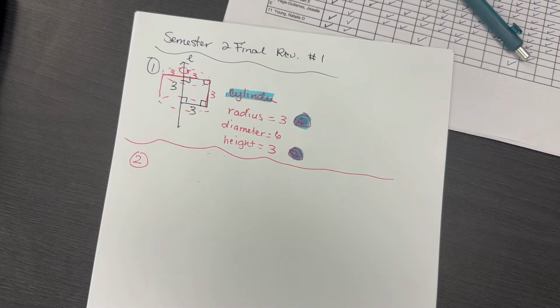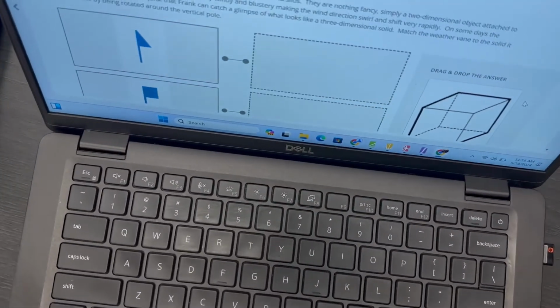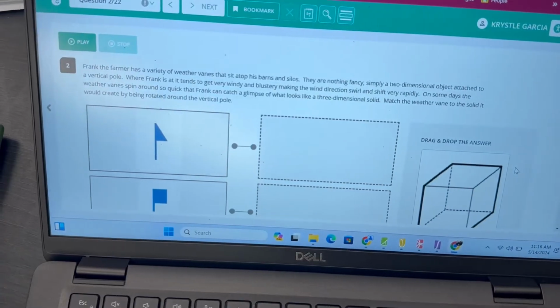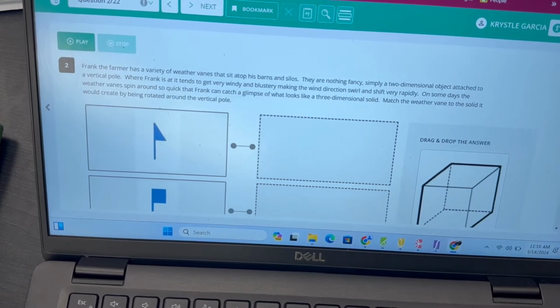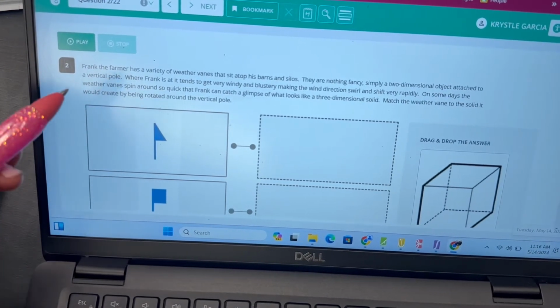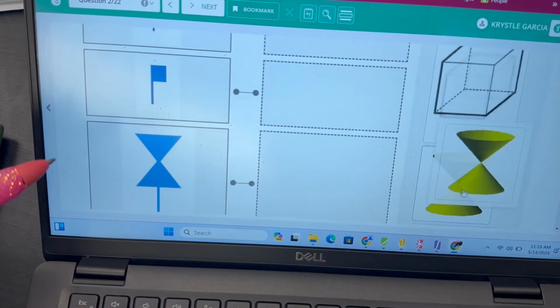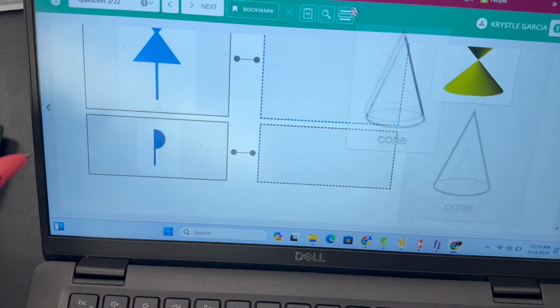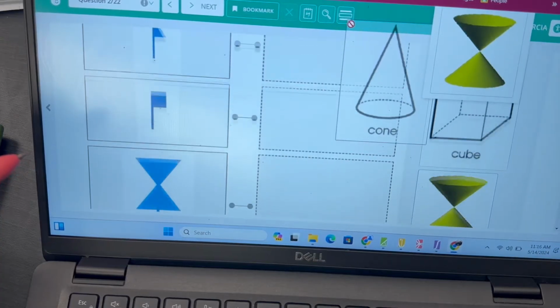This is a drag and drop where you have to see what the 3-dimensional object is after you spin it. For the first one, I'm just going to bring the Chromebook over here so you guys can see it, because on this one, you're just going to write down what they were. The first one, we've got a triangle on a pole, and when you spin it around, it's going to make a cone. Not the double cone, just a regular cone. And I just need to drag and drop it.